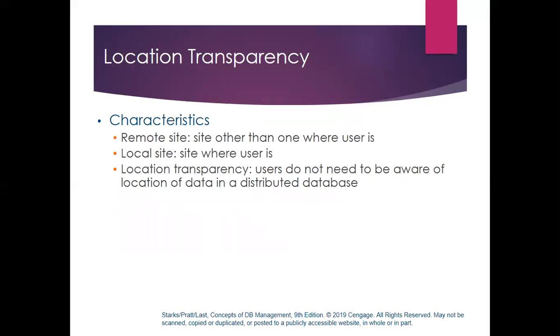Location transparency. Users can access a distributed database from a local site or from a remote site. Location transparency is a characteristic of the distributed database management system that users do not need to be aware of the location of data in a distributed database, regardless of whether they are accessing the database from a local site or a remote site. A local site is the site where the user is found. A remote site is the site other than one where the user is found.